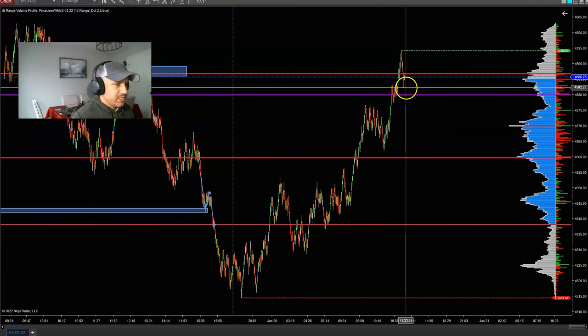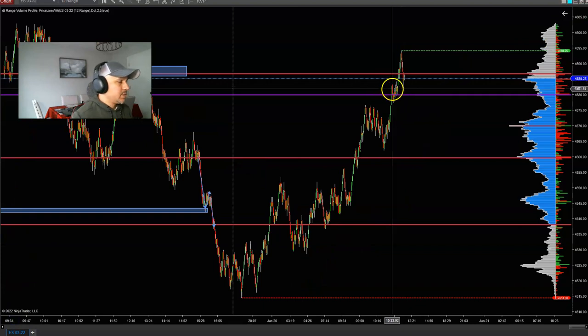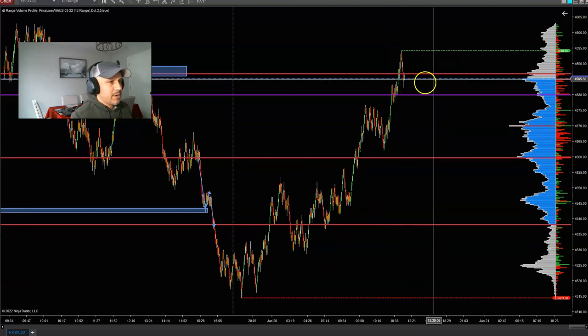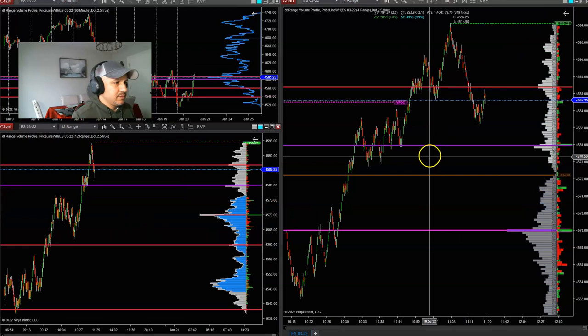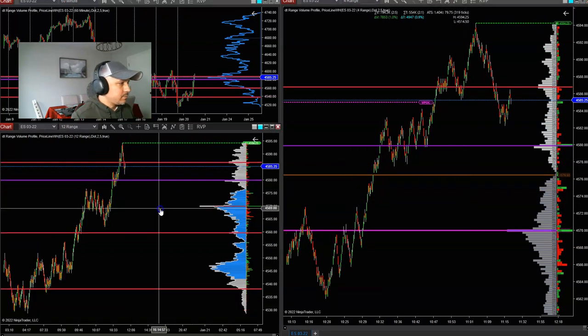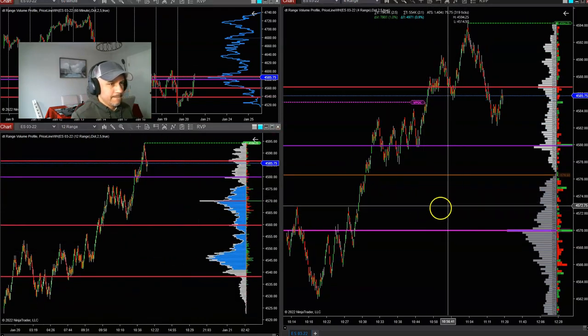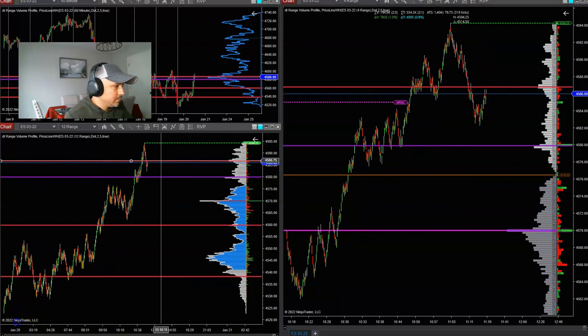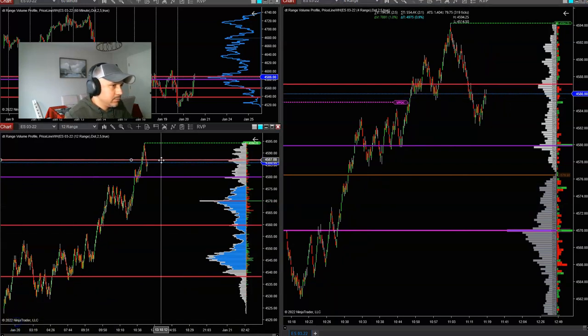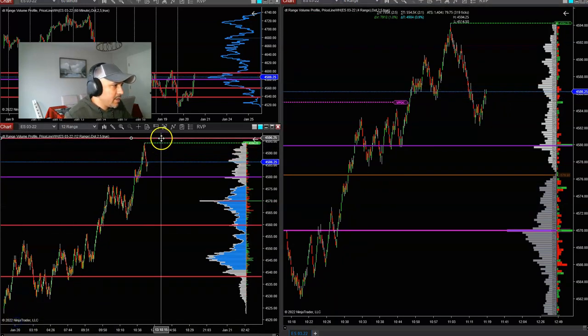Okay, price is rejecting this area right here. But the swing level was at the area of support right here. So let's see what happens here. I'll take this line here away. Let's see.